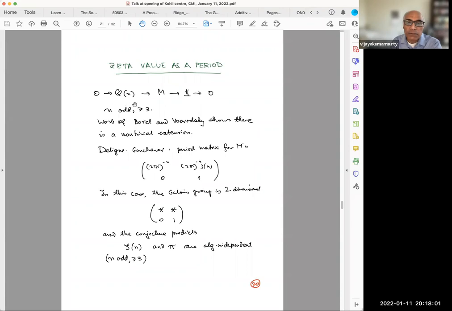And the Galois group, the motivic Galois group associated to this, looks like a G_m extension. It's two-dimensional, it looks like that. And so the Grothendieck conjecture in this case predicts that the transcendence degree of the periods is 2. In other words, zeta of n for n odd at least 3 and pi are algebraically independent. So that's the prediction of the Grothendieck conjecture there.